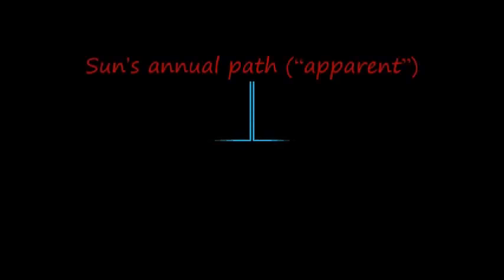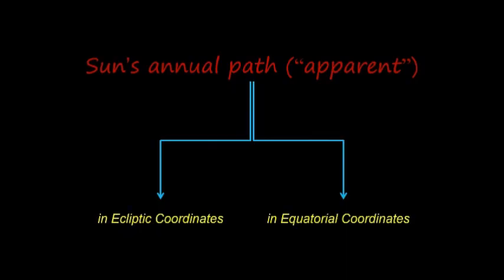Now, in this chapter of the video, I present a comprehensive account of how Sun traces its annual path of varying declinations through seasons, along with graphical plots, both in terms of ecliptic and equatorial coordinates, around the globe and the celestial sphere.